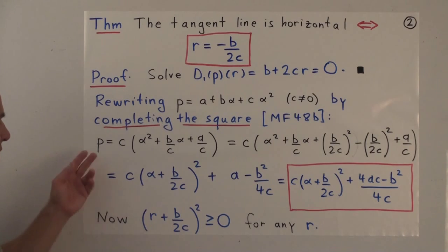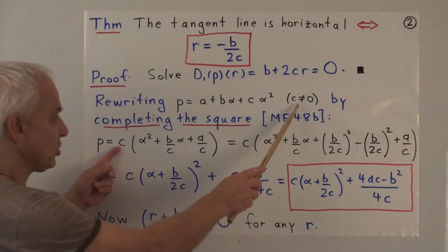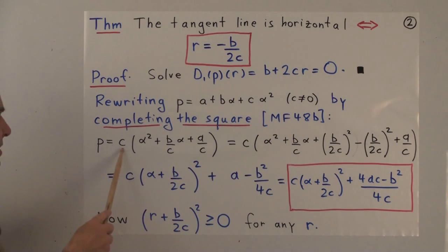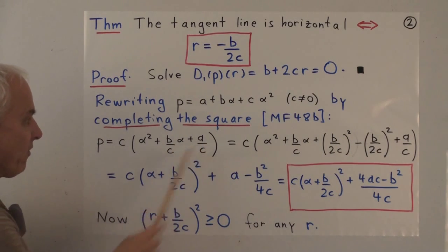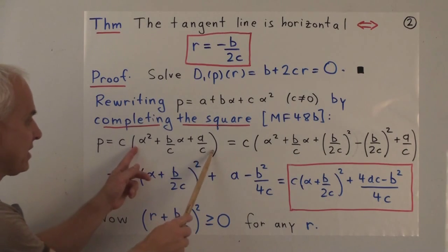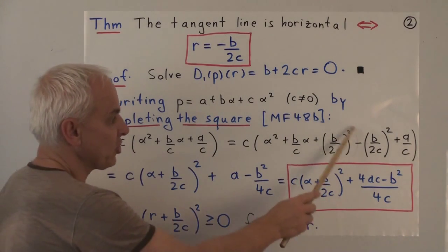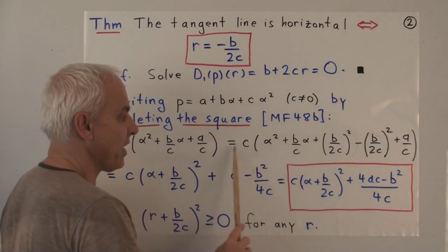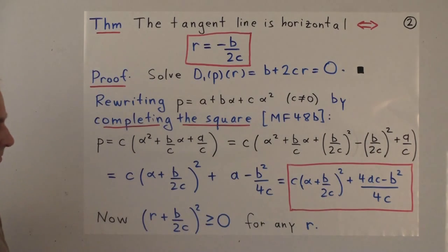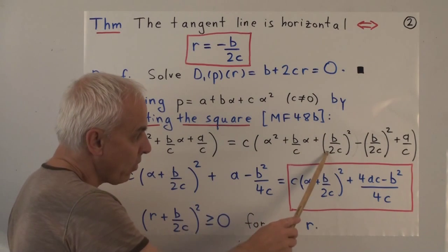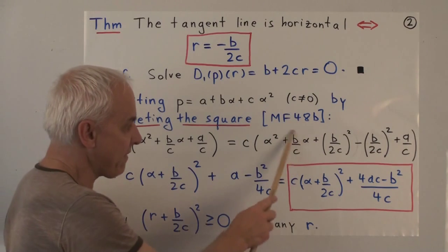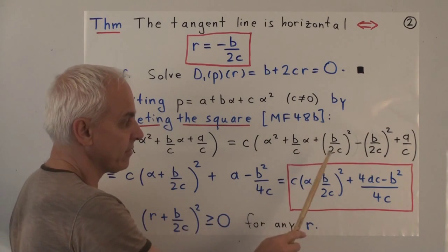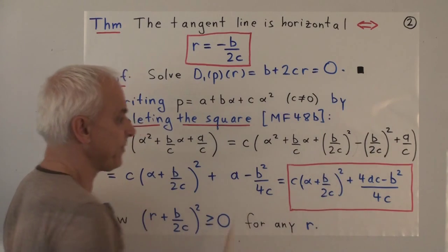Alright, so what we're going to do is rewrite this, first of all by taking out a common factor c, which we're assuming is non-zero, writing it as c times alpha squared plus b over c times alpha plus a over c. And then in this expression, we're going to add this term and also subtract it so that nothing actually has changed. Where did this term come from? Well, it's exactly half of this coefficient here. So we're taking half of this coefficient and squaring it, and then also subtracting it as well.